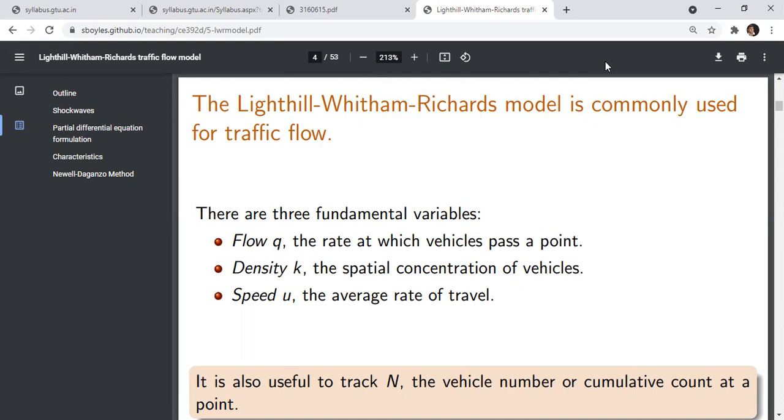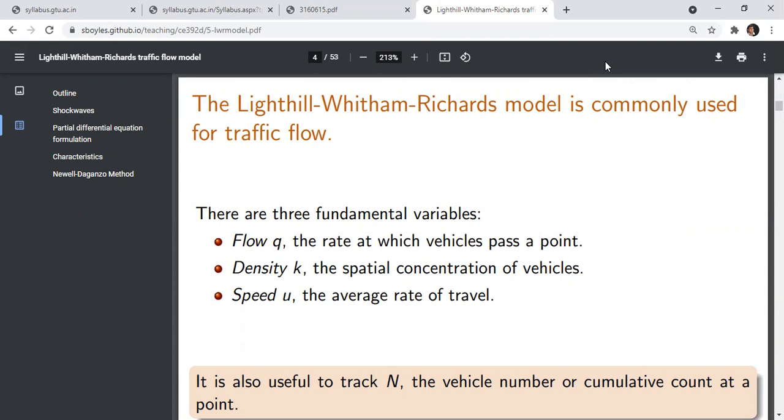So in the previous lecture, we were discussing traffic flow and traffic volume. Traffic flow is, at a given time and at a given point, how many vehicles are passing through a particular point. It is called the flow. So in the Lighthill-Whitham theory, there are three fundamental variables: the flow, the density, and the speed.